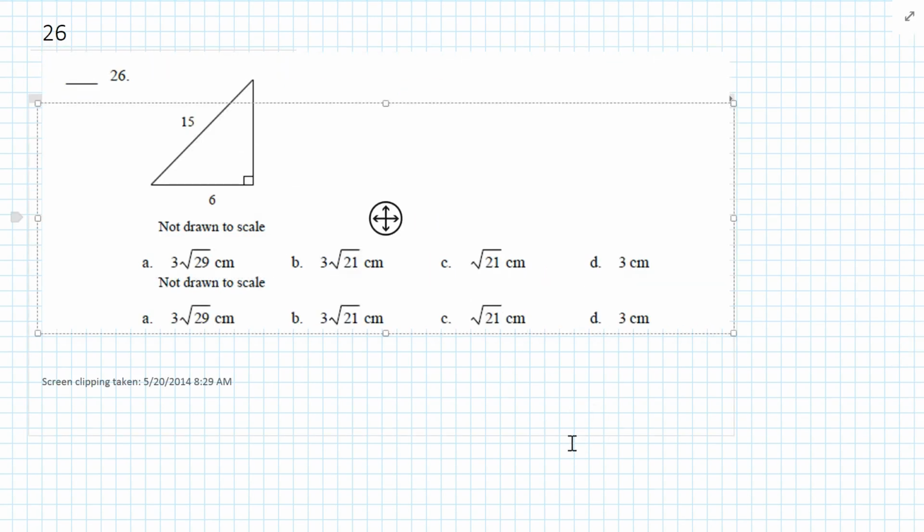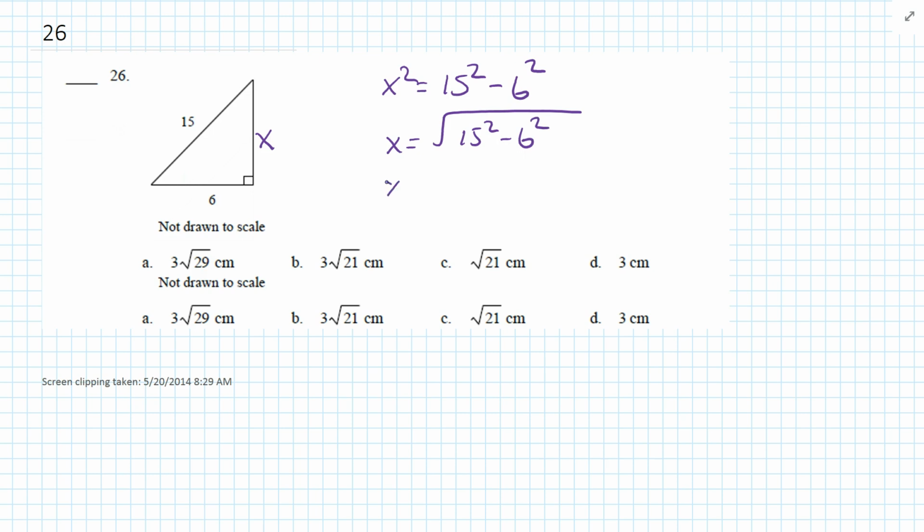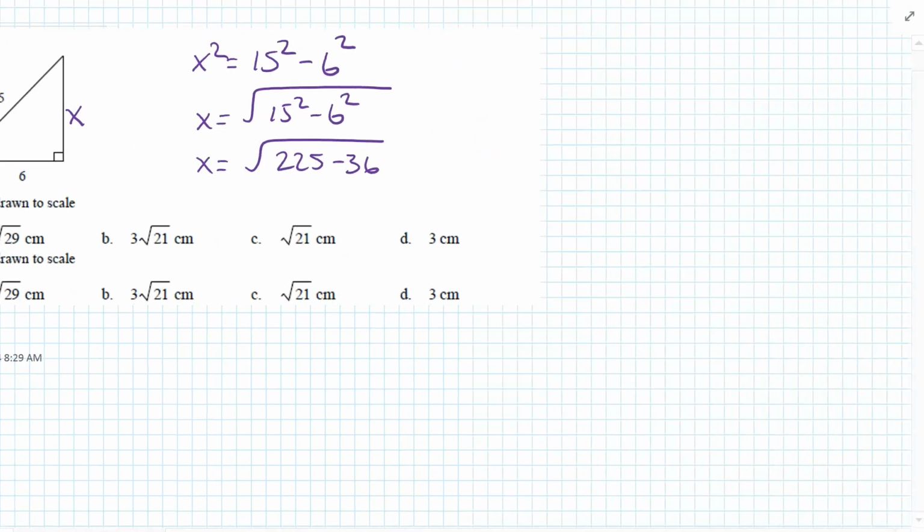26. Let's look at it for a sec. We need to find this side. So we know, if you can remember, x squared is going to equal the hypotenuse squared minus the other side squared. So x is going to be the square root of 15 squared minus 6 squared. So x is going to equal the square root, well, 15 squared is 225. 6 squared is 36. So x is going to equal the square root of the difference of those numbers. So x is going to be the square root of 181.